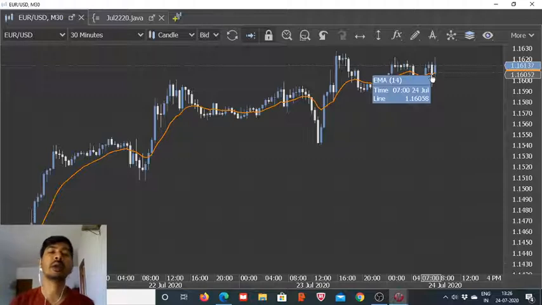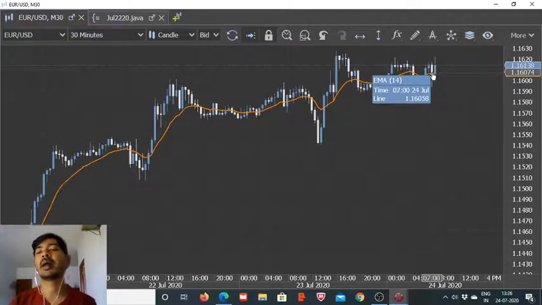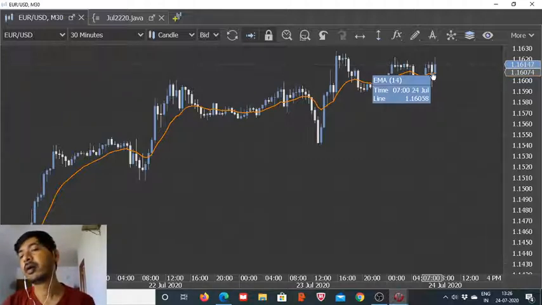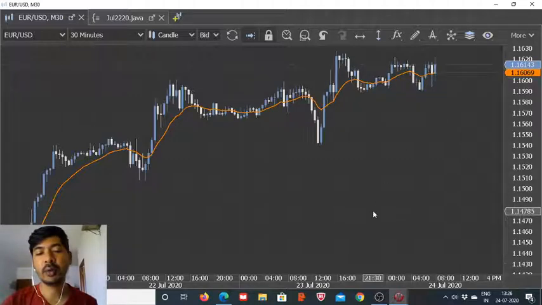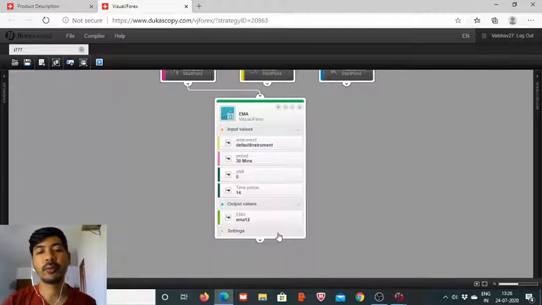So mostly what I do personally, I use shift 1. So we are able to go back in time by 1 bar, and we get the last closing level's value, and that remains constant at least for half an hour. So if we use shift 1, then this will be the output value, 1.16058.